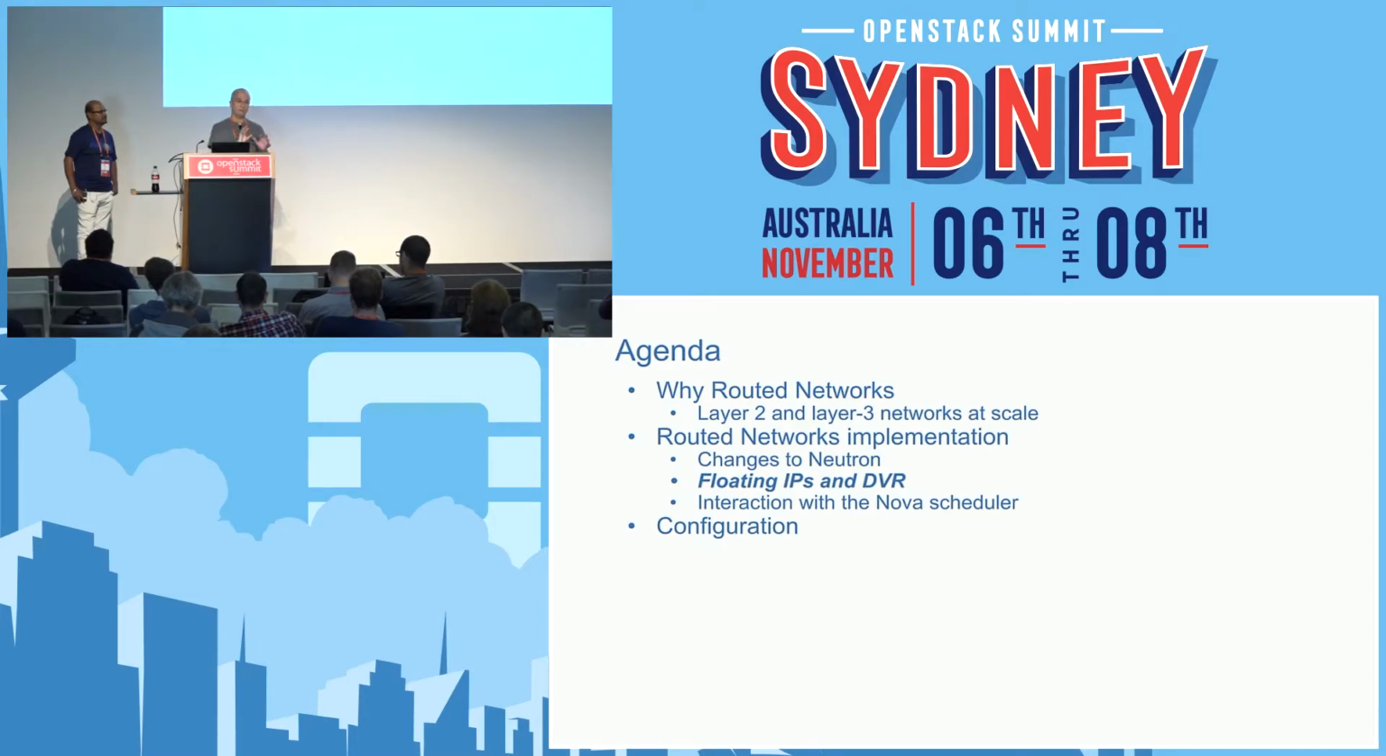So all of this was implemented, as I said, a couple of cycles ago, and it's been there in the repo over the past 2 cycles. And the next step is that now we want to be able to assign floating IPs to those ports that reside in a routed network. And essentially what that allows us to do is to enable those ports to go outside the cloud.